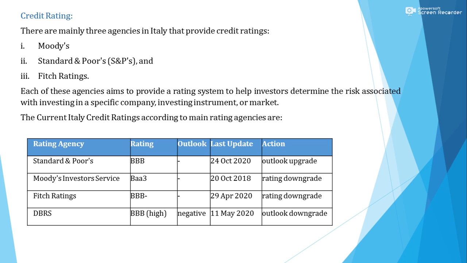Now the credit rating. Mainly there are three agencies in Italy that provide credit ratings: Moody's, Standard and Poor's, also known as S&P, and Fitch Ratings. Each of these agencies gives ratings to companies, which helps the investor to determine the risk associated with investing in a specific company. The current Italy credit ratings according to the main rating agencies have been given below.